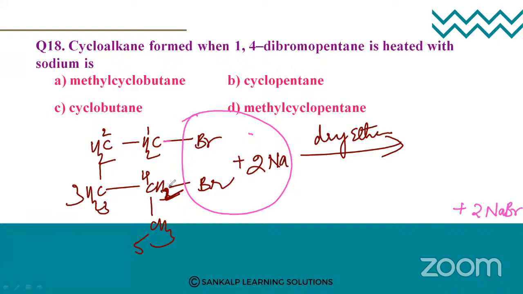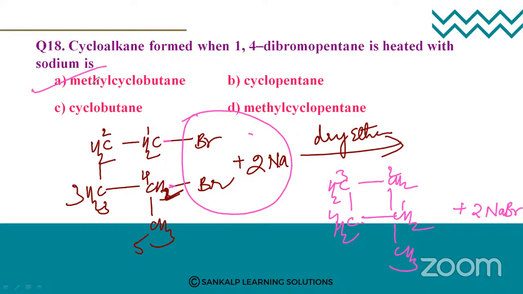So these ends will get joined. This will be CH2, CH2, CH2, CH2, which gets joined, and this will be CH3. So which cycloalkane is obtained? It is methyl cyclobutane. 1, 2, 3, 4: when you have 4 carbons in a cyclic ring, it is called cyclobutane. So it is methyl cyclobutane, and option A is the right answer.